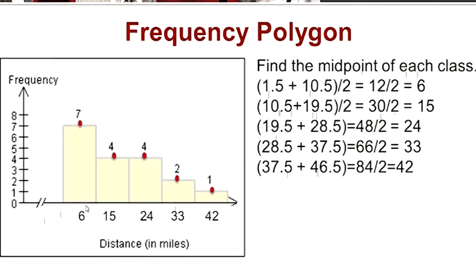So a midpoint of 6 that happened at a count of 7, so 6, 7, 15, 4, 24, 4, 33, 2, and 42, 1. You can sort of tell I did them manually because they don't land exactly right, but that's not too bad. Not too bad. Okay? So these are a dot representing.